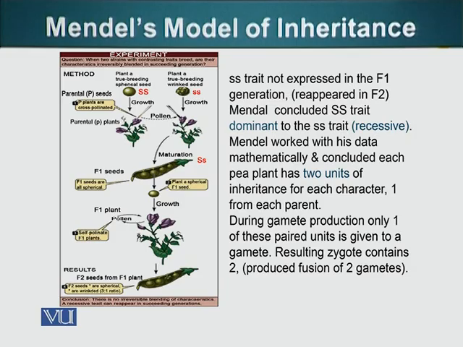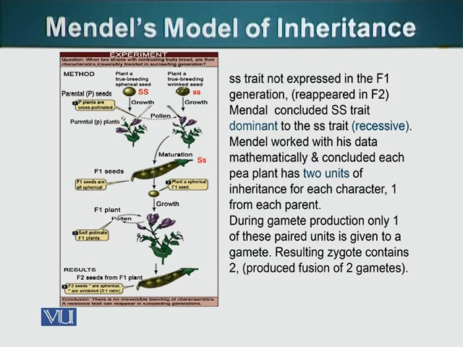Additionally, Mendel concluded that during gamete production, that is the production of pollen or the ovaries or the eggs, one of these paired units is given to the gamete, not both, but just one of them. And the resulting zygote contained 2 particles for the same trait, since the zygote was the product of fusion of 2 gametes.